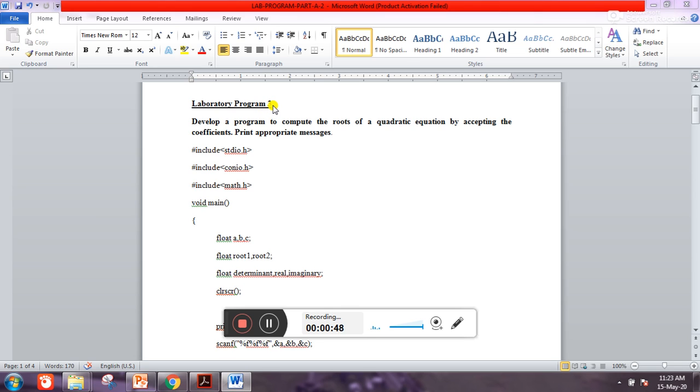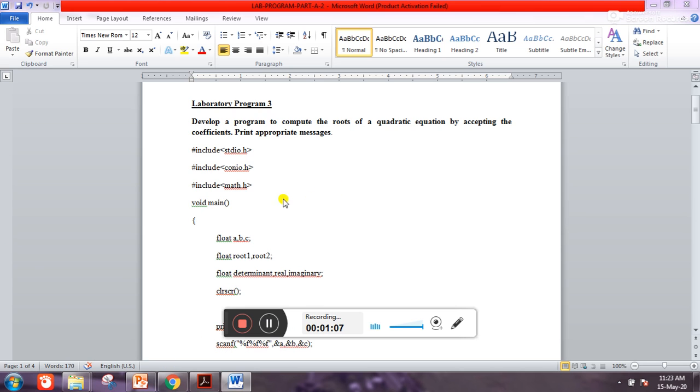The first one is your basic program execution. The second one is your simple calculator, and this one is your third lab program. In this lab program, we are going to find the roots of a quadratic equation. I hope you all know how to find the roots of a quadratic equation.